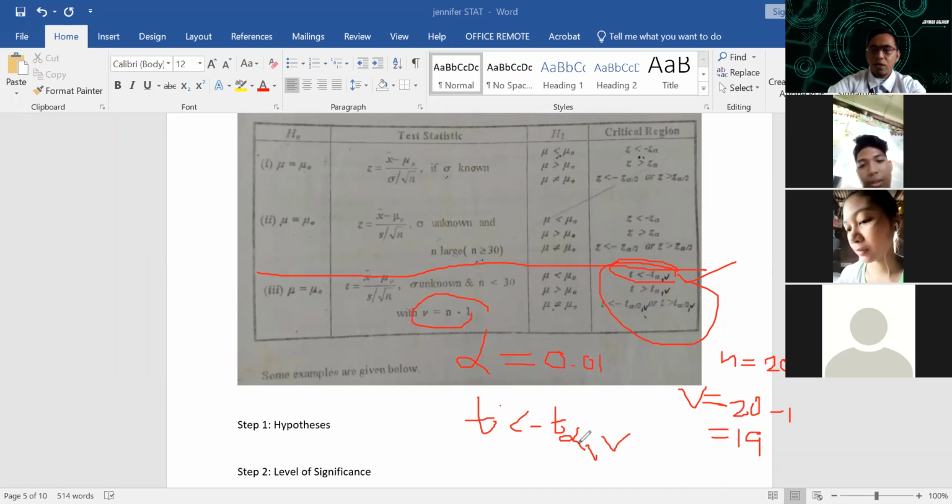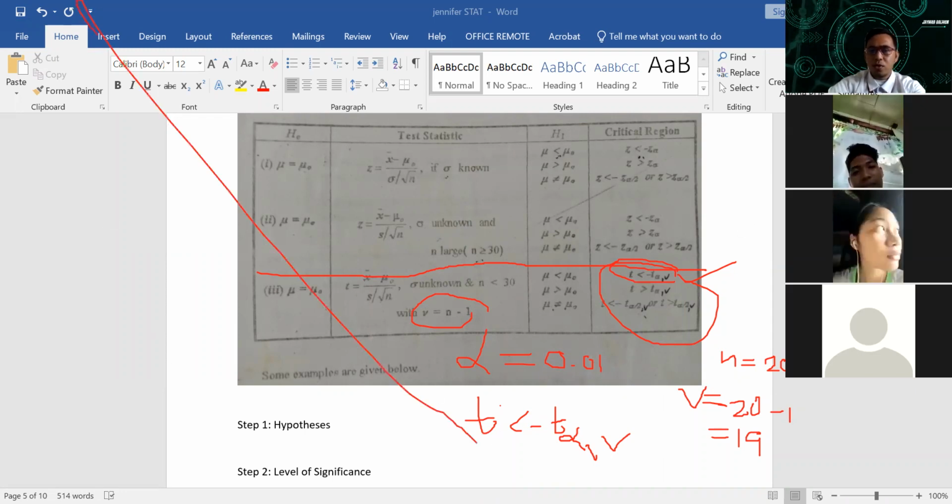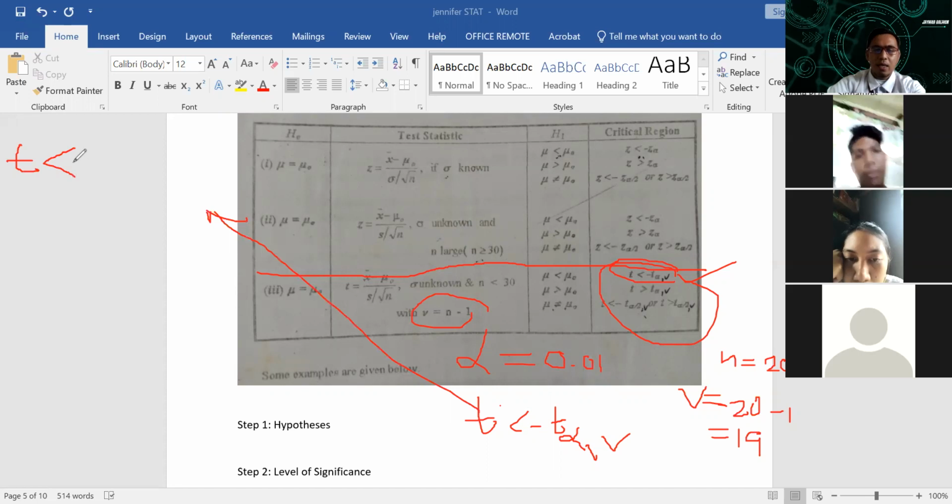If we substitute it here, we cannot continue above, there is not enough space. So it will be t less than negative t sub alpha, where alpha is 0.01 and your v, or your degrees of freedom, is 19.